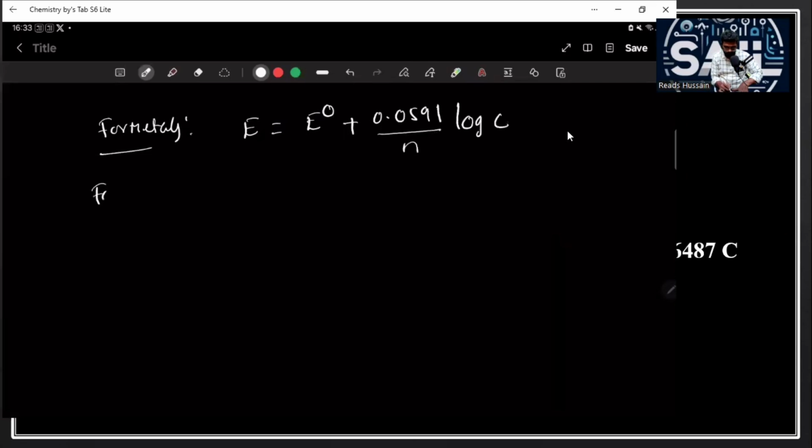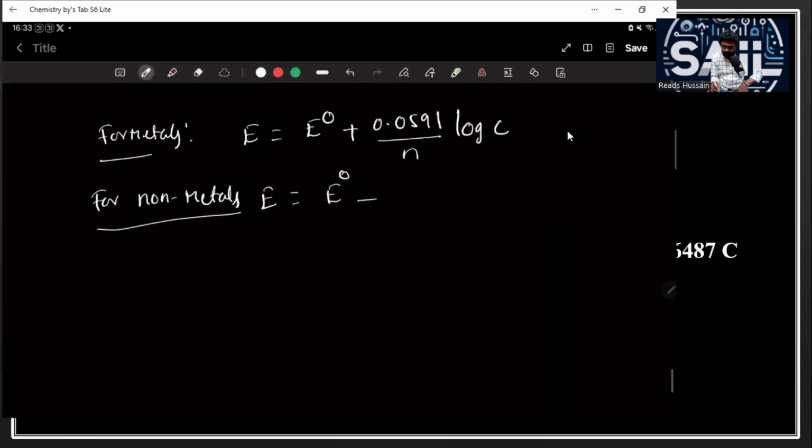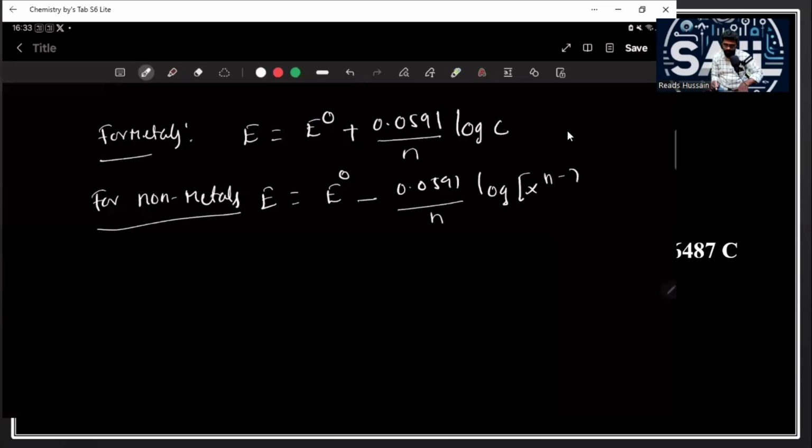For non-metals, all of you note down these two formulas. These two final formulas are important. Electrode potential is equal to E naught minus 0.0591 by n log X, or log of the X n minus concentration. So try to remember these two formulas.